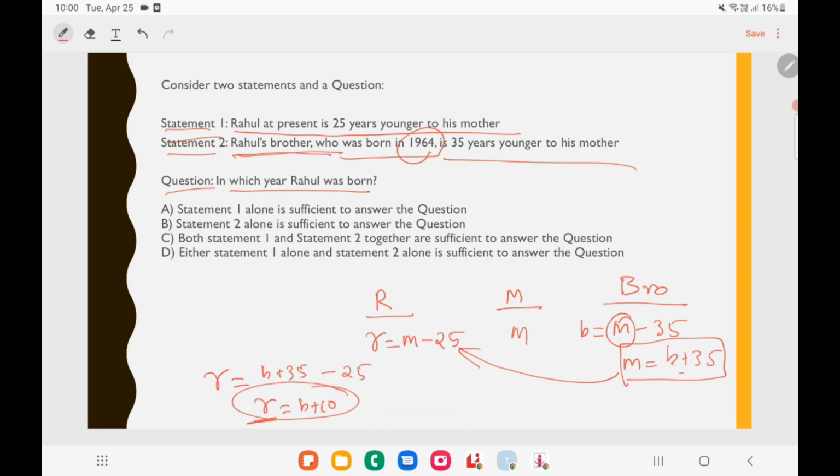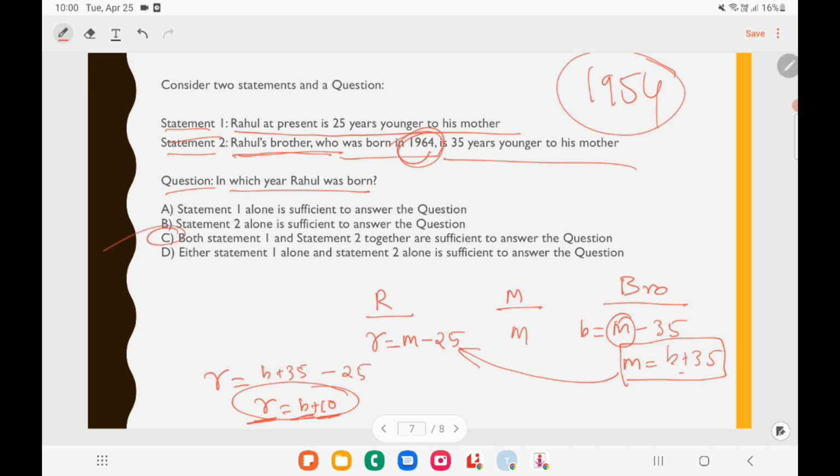That means Rahul is 10 years older than his brother that you got. That means if Rahul's brother is born in 1964, Rahul will be born in 1954 because he is 10 years older than his brother. So you can find out in which year Rahul is born using both statements. So here statement 1 and statement 2 together are sufficient to answer the question. So option C is the right answer.